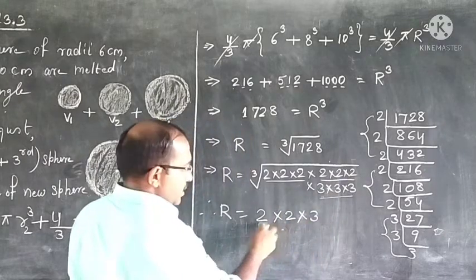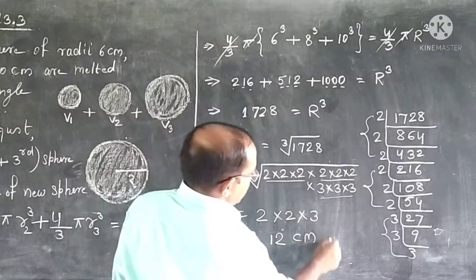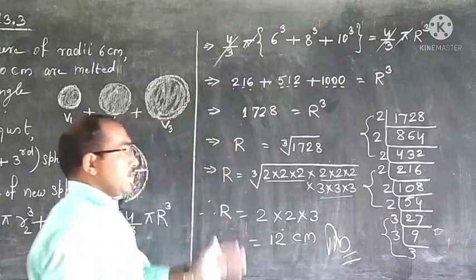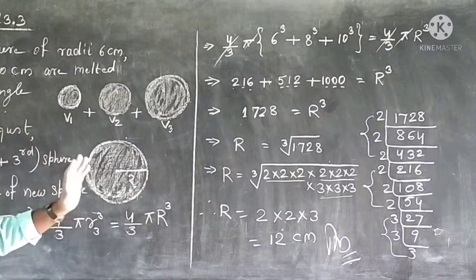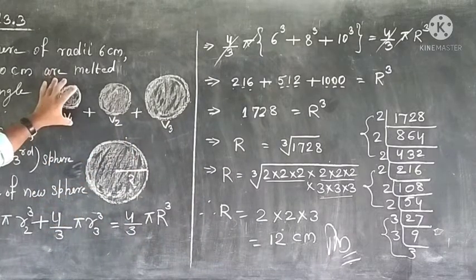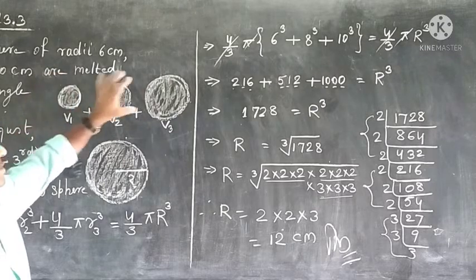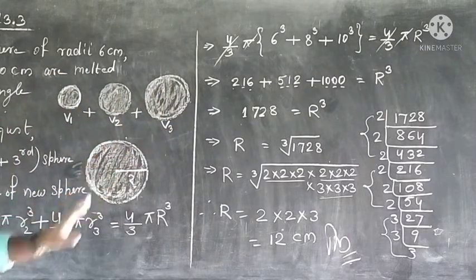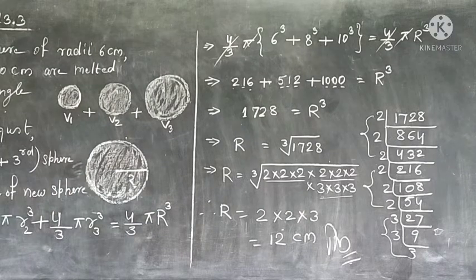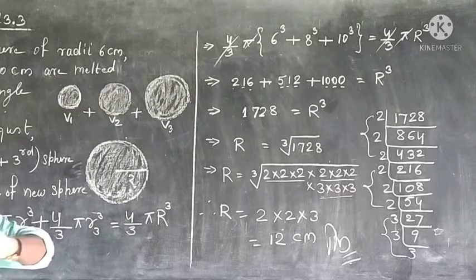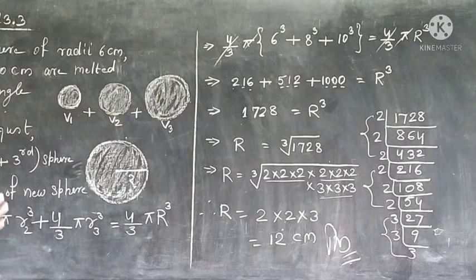We get 2 3s are 6, 2 6s are 12, so 12 centimeter is the radius of the new solid sphere we are getting after melting these 3 and making the new one. The concept is very clear: when we are converting the shape of a solid into another, the amount of metal is not wasted at all, the whole metal is used in the other one. So the volume is equal. Only that concept is used here, and we need to remember the formulas.